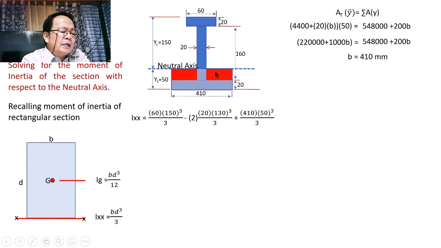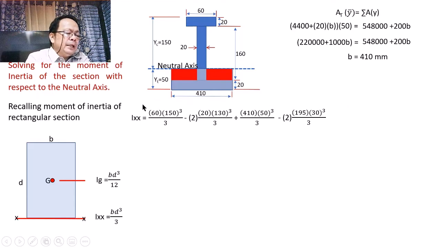So if these rectangles will be removed, then therefore we have to subtract the moments of inertia of those rectangles, which are actually coinciding also with the neutral axis of the section, whose dimension shall be equal to 410 minus the width, which is 20, divided by 2, and that's equal to 195. Di ba? And the height will be equal to 50 minus 20, and that is equal to 30. Kaya lumalabas, I will have 2 of 195 multiplied by 30 cubed divided by 3.